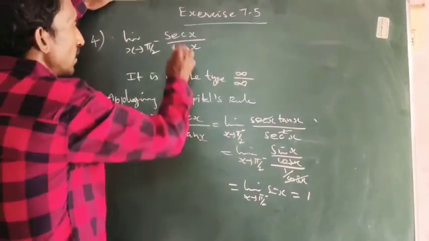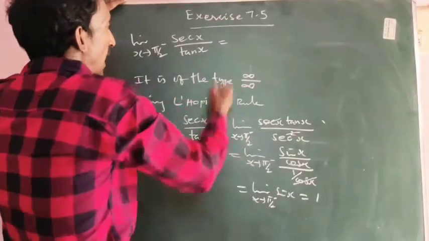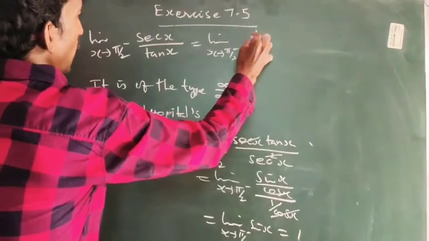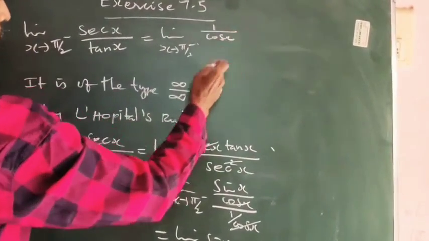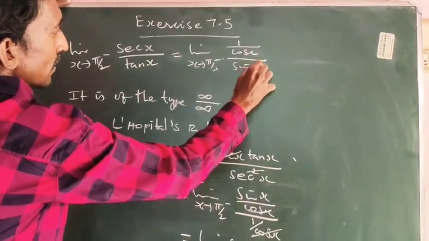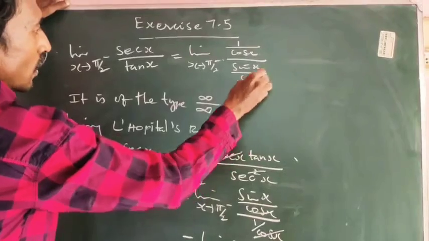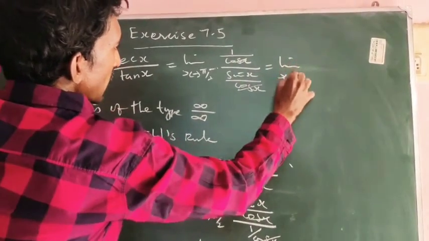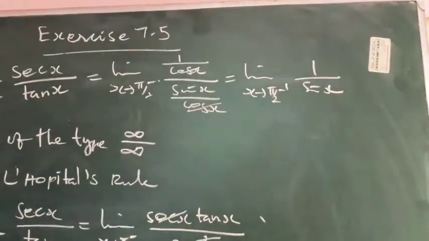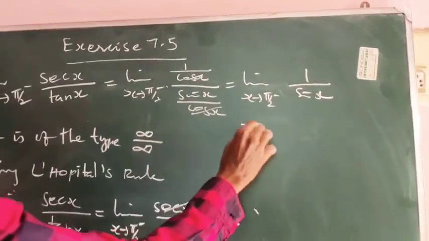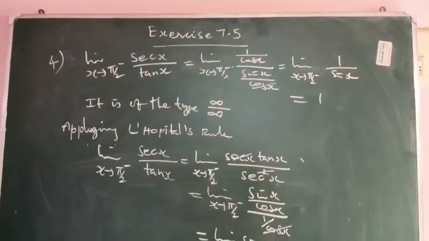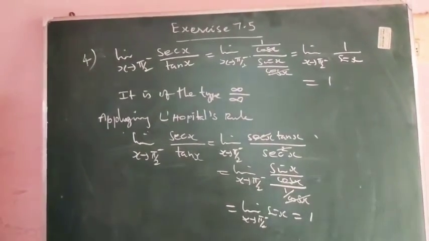My dear student, for this question, here itself we can find the answer directly. Limit x tends to pi by 2 minus, secant can be written as 1 by cos, and tan x can be written as sin by cos. So cos cancels. Limit x tends to pi by 2 minus 1 by sin x. Again put sin 90 is 1. So 1 by 1 is 1. We can find the answer directly without applying L'Hopital's rule for this question.